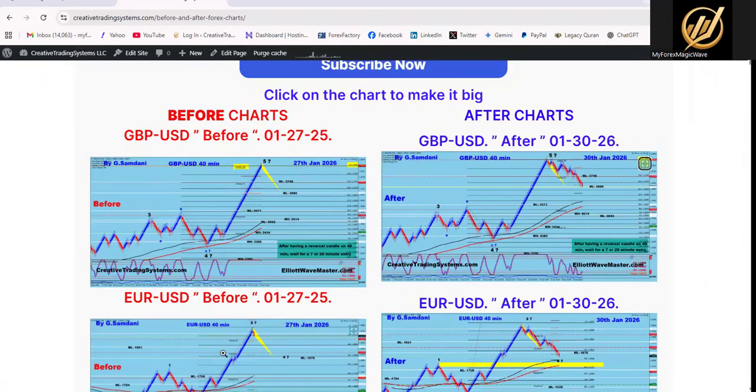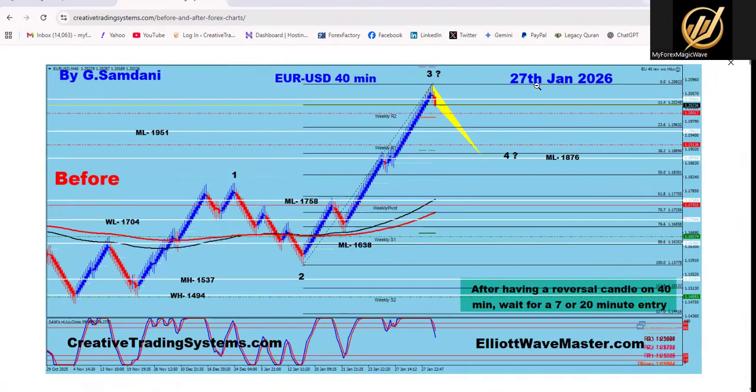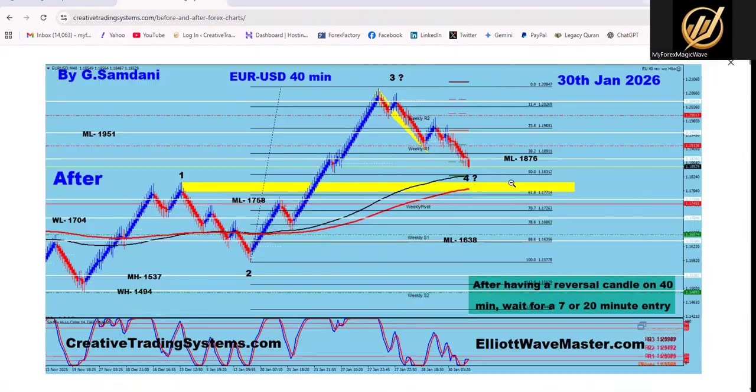And similarly, Euro USD, you see this? I made the chart on the 27th as well. Euro USD before chart, wave 1, 2, 3. I said before wave 4, we will be coming down to 1876. And look what happened. 1876 touched on Friday, yesterday, before market closing. And obviously, that's the reason I got short on Euro USD as well.